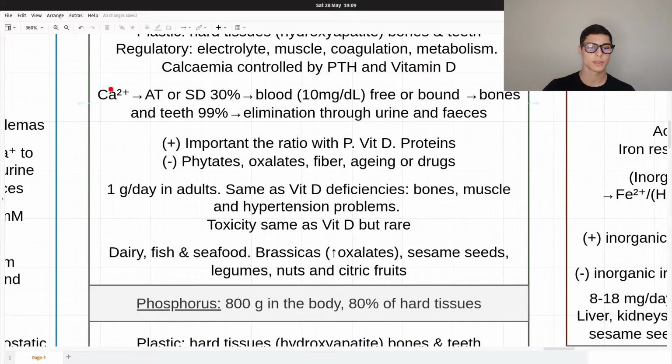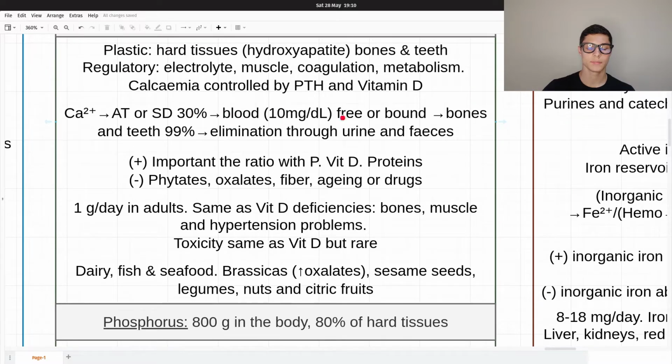Calcium is absorbed by active transportation or simple diffusion, and it has an absorption of 30%. In the blood, it can travel free or bound to plasmatic proteins. The concentration in the blood is 10 milligrams per deciliter, and then 99% can go to the bones and teeth, and the rest helps with muscle contraction, coagulation, and metabolism. The rest is eliminated through urine and feces.